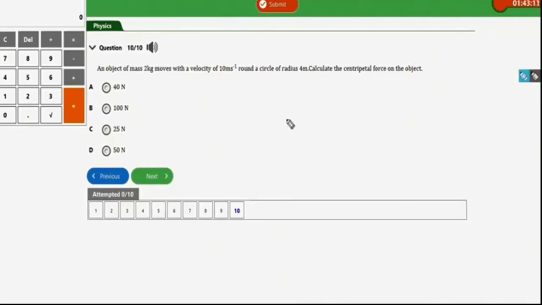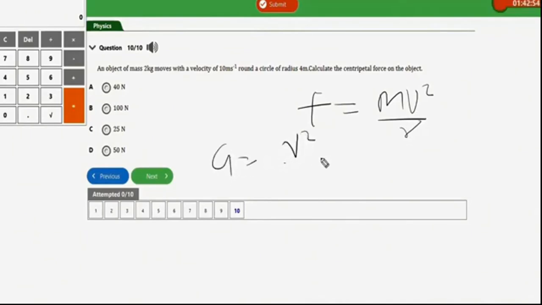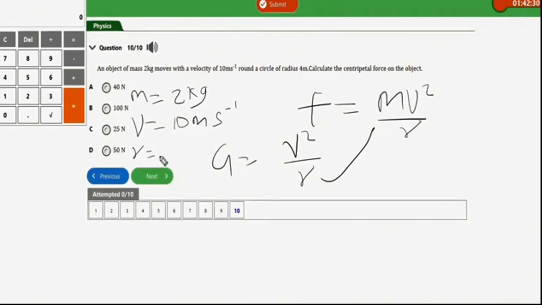Alright, now guys, centripetal force, the formula is centripetal force equals mv squared over r. Now take note of this particular formula, guys, very important. Whereas centripetal acceleration is v squared over r. So take note of these two expressions we have here. Since we are looking for centripetal force, and in this question we have our m to be 2 kg, we have our v to be 10 meters per second, and we have our r, the distance, to be 4 meters.